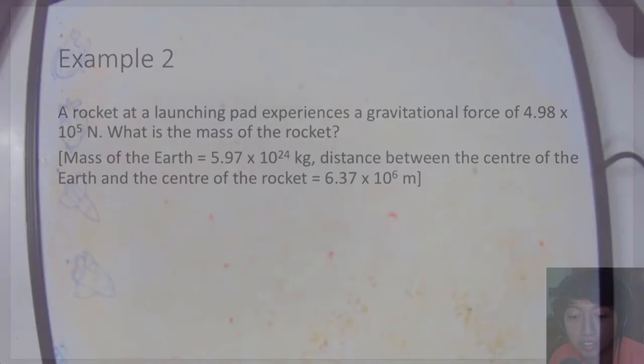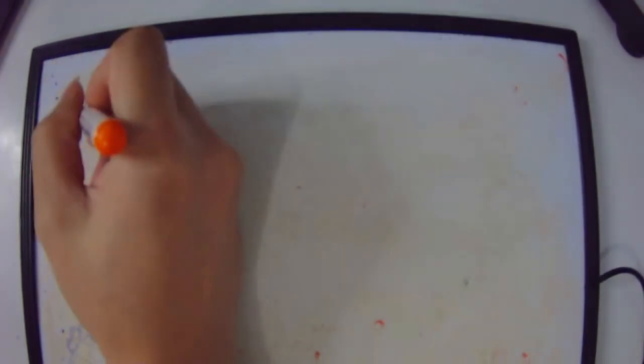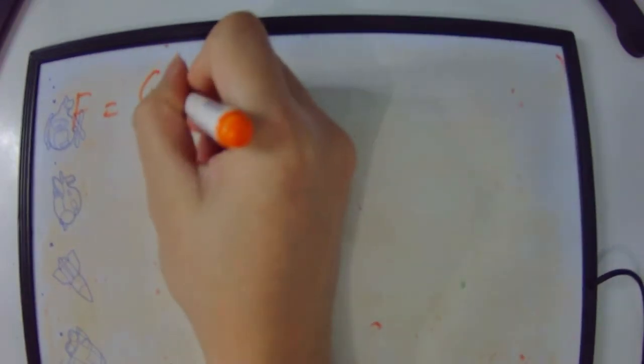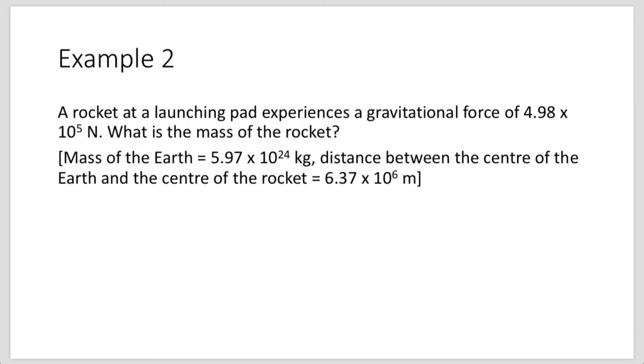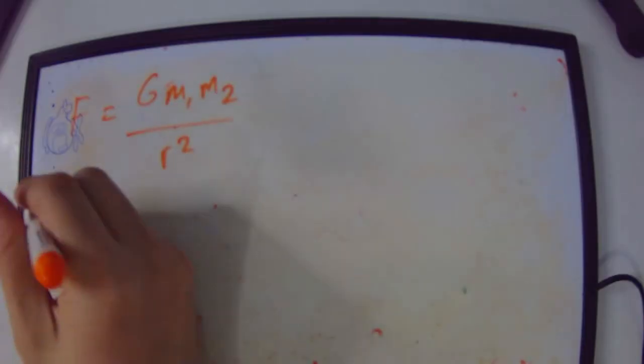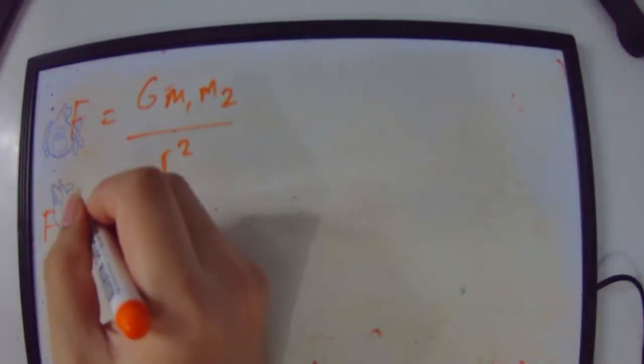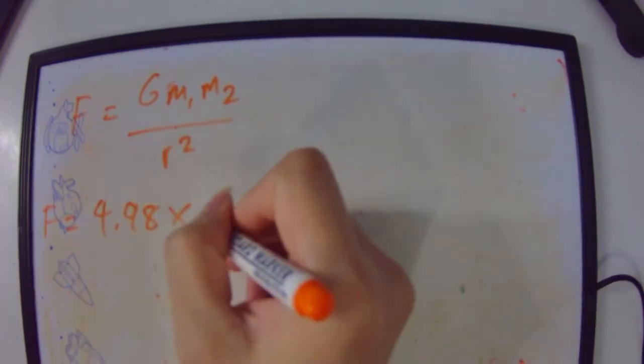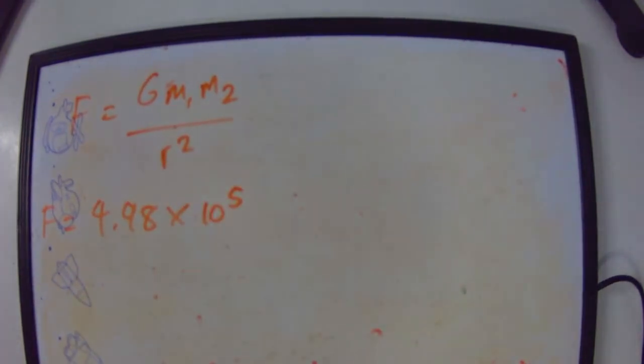So let's use the formula again. So let's write out the formula. So F equals G M1 M2 over R squared. Right? So what is force? Force is already given to us. So force is stated to be 4.98 times 10 to the power of 5. So that's a lot. That's a big number.